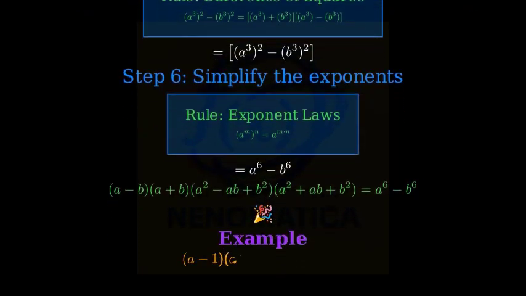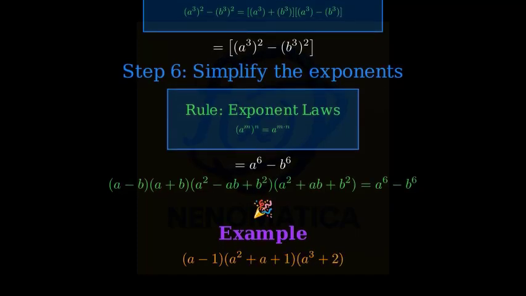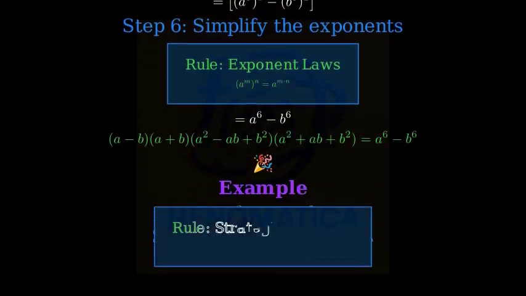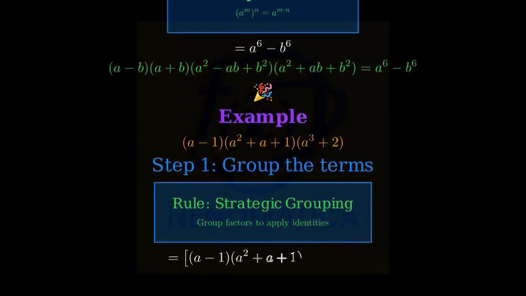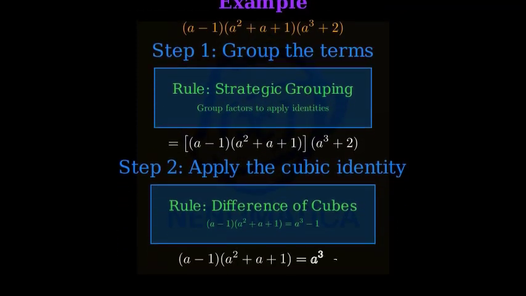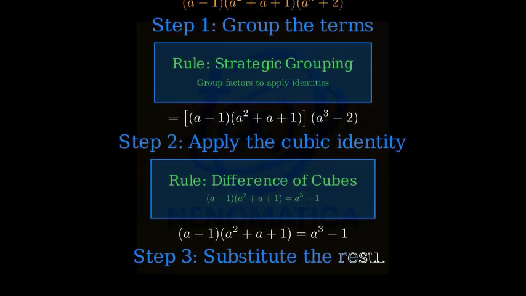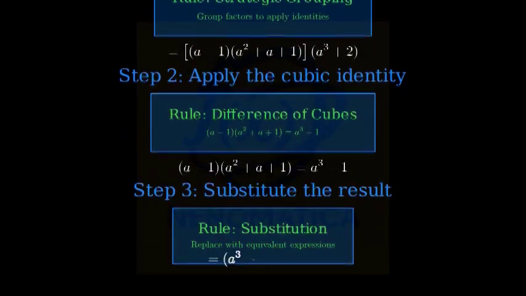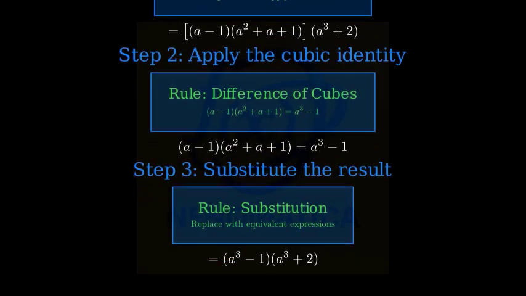Now, let's look at a second example that follows a similar algorithm. This time we have (a minus 1) times (a squared plus a plus 1) times (a cubed plus 2). First, let's group terms as we did before, focusing on recognizing patterns. We'll group a minus 1 with a squared plus a plus 1 and keep a cubed plus 2 separate. For step 2, we'll apply the cubic identity to (a minus 1) times (a squared plus a plus 1). This equals a cubed minus 1, which is the difference of cubes formula with b equal to 1. For step 3, we'll substitute this result back into our expression. We get (a cubed minus 1) times (a cubed plus 2).